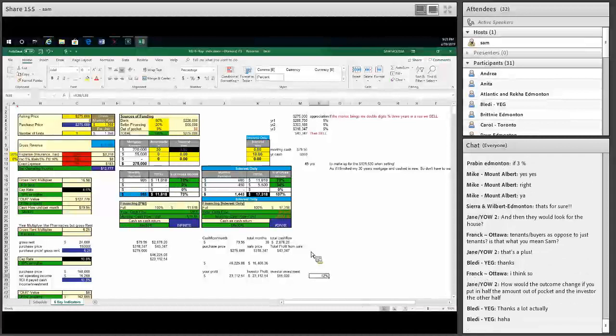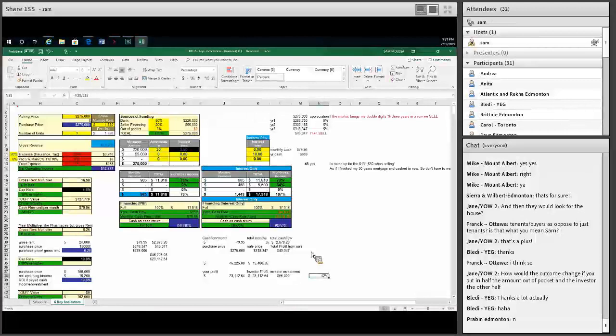How would your outcome change if you put in half the amount out of your pocket and the investor the other half? Yeah, we could do that. So to do that, we just go 10 and 10. So if you put 10 and 10, what you're going to see is the return goes to 27,000, 84%. That's because I just put equals. No, that's right. So 27,000. If you put up 27,000 and they put up 27,000, you'd both make that 84% on your money at the end of the term. Everybody see that?